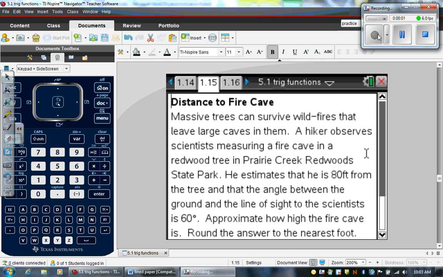This lesson is for Mrs. Cucci's College Now PreCalculus class. We are on lesson 5.1, trig functions of acute angles. Okay, so if you want to open up lesson 5.1 and go to page 1.15, that's where we left off, and we can get started.